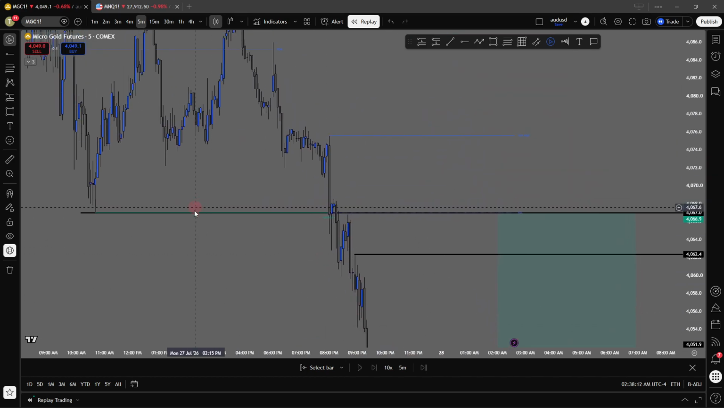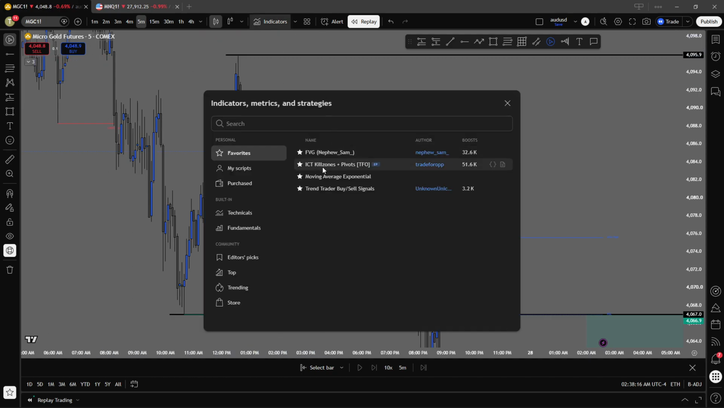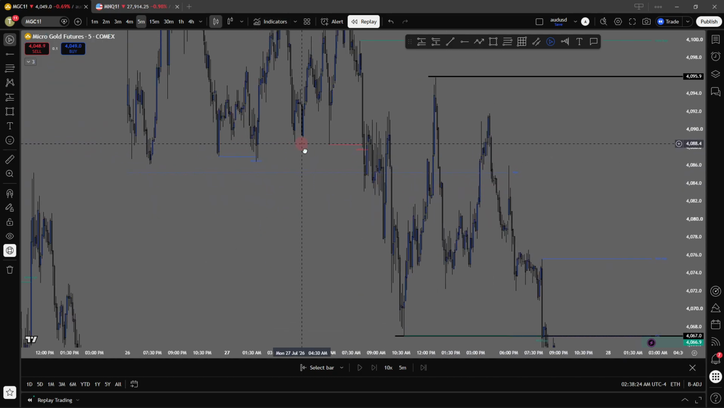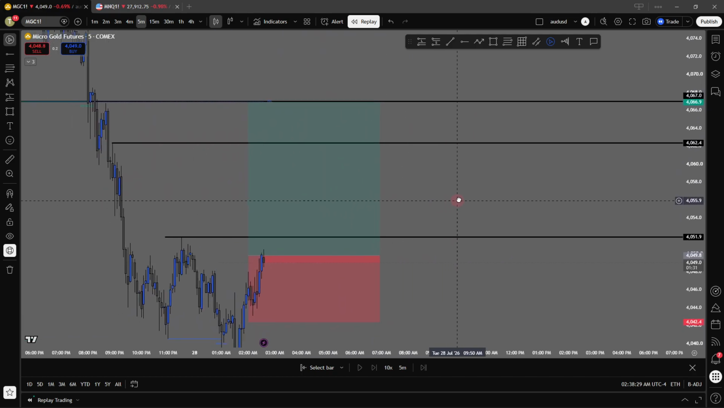And if you're wondering what's this indicator that I have on that's marking this stuff out, you can come in your platform and type in ICT Killzones plus Pivots TFO. If you type that in, you'll have all this stuff drawn out for you. It will help you understand it more, and you won't have to struggle so much.